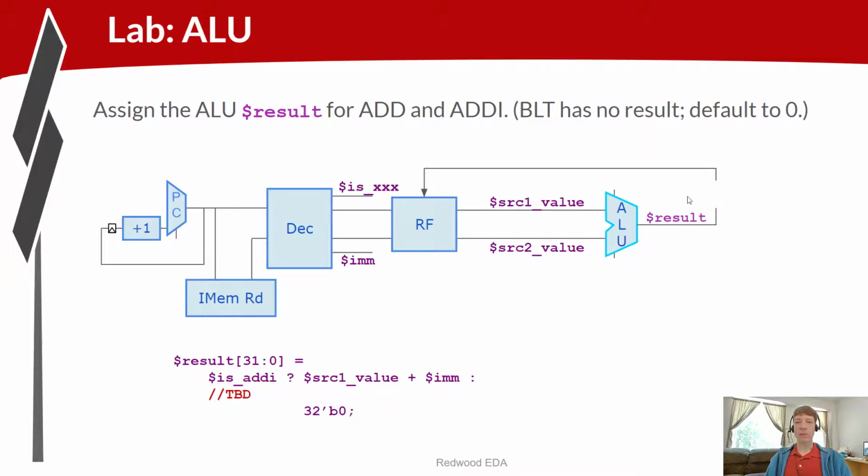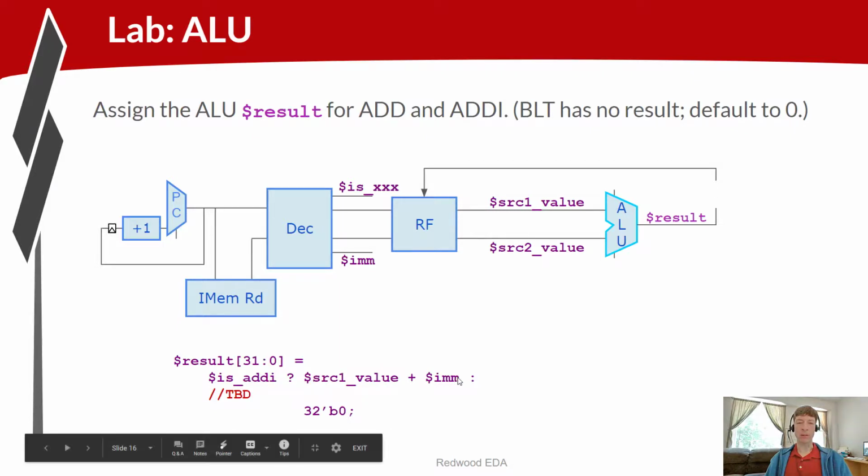So the result from the arithmetic logic unit for an ADDI instruction is the sum of the source 1 register value and the immediate field. So we're saying here, using again a chained ternary operator, that in the case of the instruction being an ADDI, this is the result value that we need to provide. And you'll add a similar expression for add.